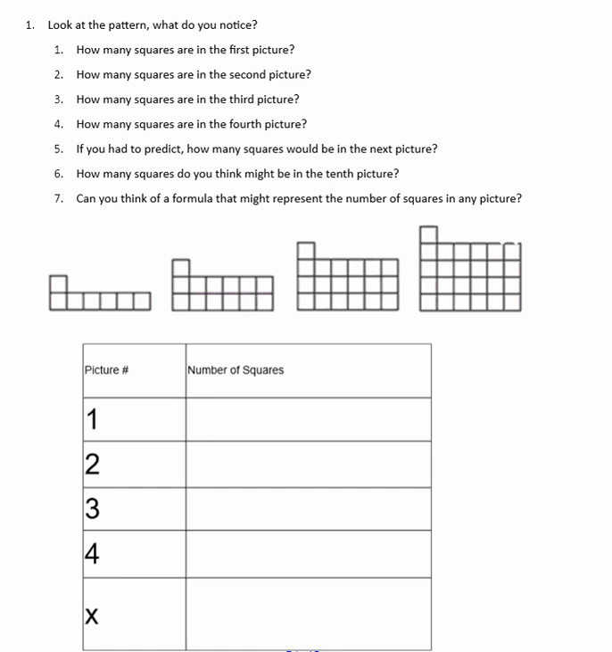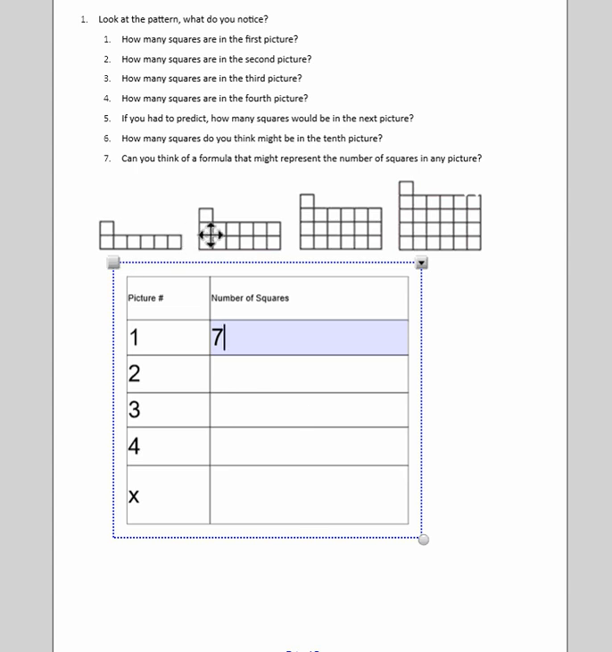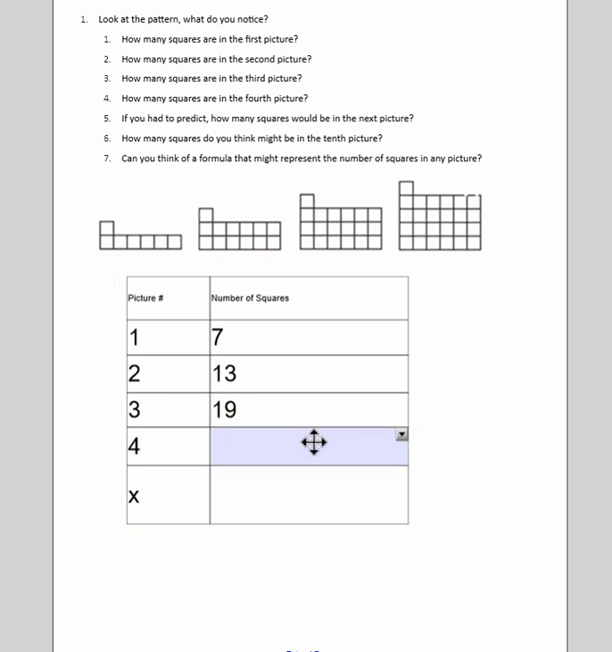So all you need to do is count the number of squares that you see and fill in. So for example, I see 7 squares. In the next one, 2, 4, 6, 8, 10, 12, I see 13. So the next one, what I notice is each row has 6. So I've got 3 rows of 6 plus that 1. So the next one will be 19. And then the fourth one, I have 4 rows of 6 plus that 1. So 4 rows of 6 is 24 plus 1 is 25. So I can now answer those first few questions just by counting the number of squares that I see.